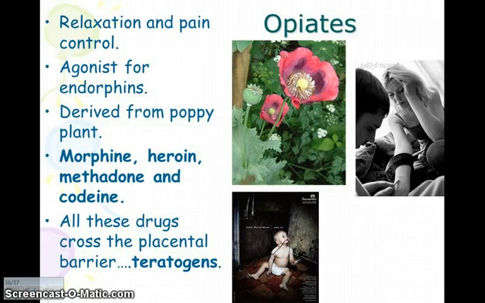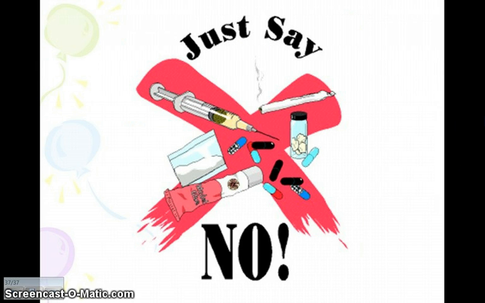Now, all of these drugs do cross the placental barrier. In other words, if a woman is pregnant, all of these things are going to cross into the placenta, which of course nourishes the fetus. So, we refer to those as teratogens. In other words, they're harmful chemicals that can create significant damage to the fetus. So when you look at all of the potential issues and all of the problems associated with drugs, just remember, just say no.